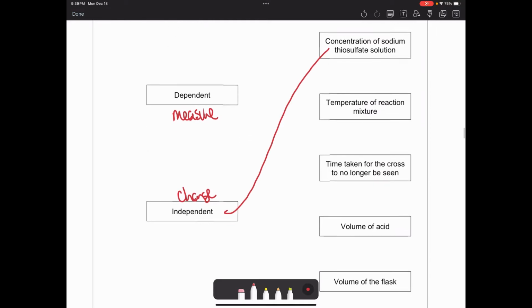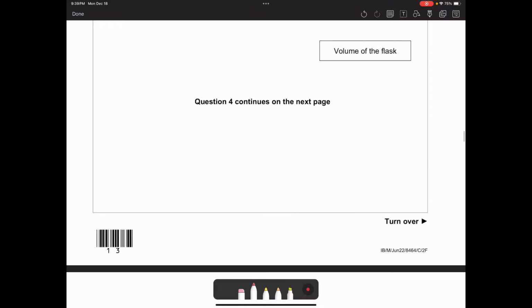The dependent variable is what we are measuring. What am I actually recording in my results table here? Well, I'm not recording the temperature of the solution. I'm not recording the amount of acid or the volume of the flask. I am recording the time taken for that cross to no longer be seen. So that is my dependent variable.